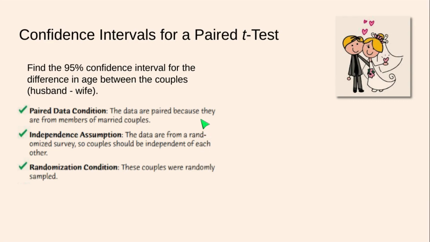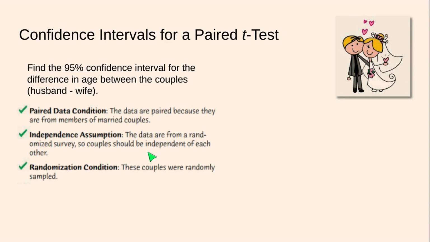So first we need to check off the conditions. The data are in fact paired. They are from members of married couples. We have husbands and wives here, and so the age of the husband we should assume has some influence over the age of the wife, so those are definitely paired data.